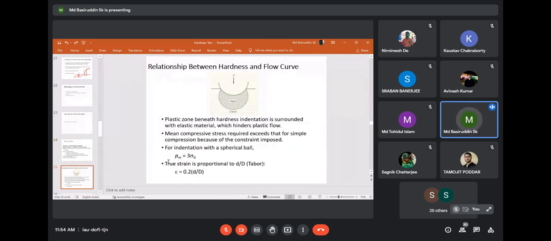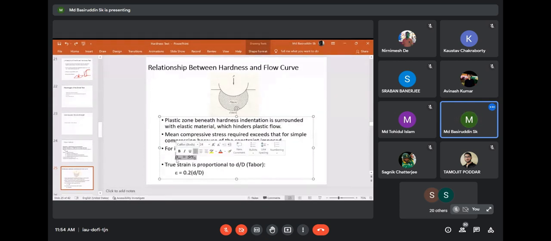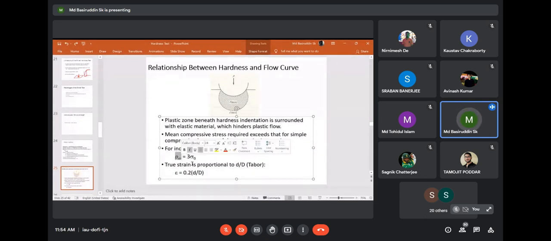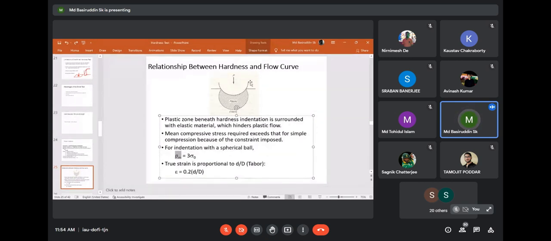Okay, so here is the relation for indentation with a spherical ball: how this load is related to sigma zero, the yield strength of a material. So for indentations, whatever P you are getting, that P may be three times the yield strength of the material, if you use the spherical ball indenter.